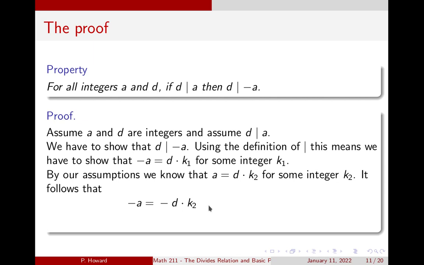that minus a is minus d times k2. Doing a little bit of rewriting, that means minus a is d times the quantity minus k2. So k1 is the integer minus k2. We know that the negative of an integer is always an integer, and so k1, defined by the equation k1 equals minus k2, will be an integer. And we are done.